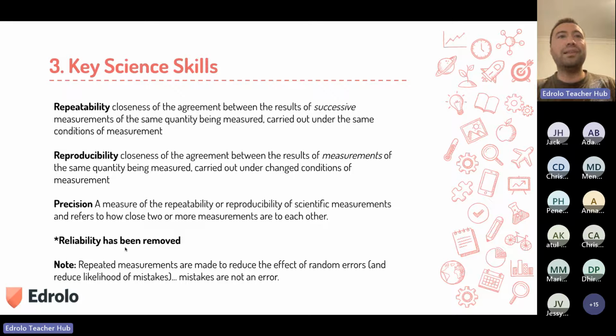The word reliability has been removed from the study design. So they no longer refer to reliability. It's repeatability, reproducibility, and precision.